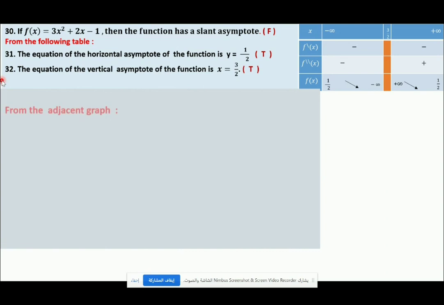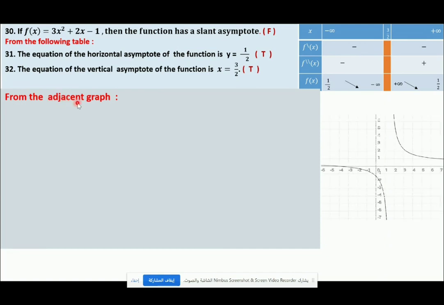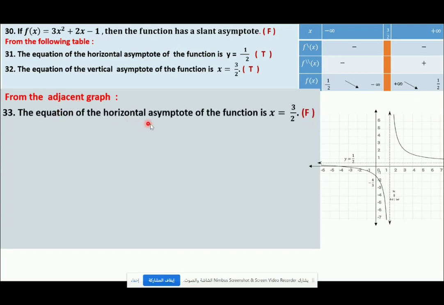In question number 33, you have to go to the adjacent graph from before, which appears now. 33. The equation of the horizontal asymptote of the function is x equals 3 over 2. When you look at the graph, you can see that the vertical asymptote is x equals 3 over 2, not the horizontal one. So this is false.